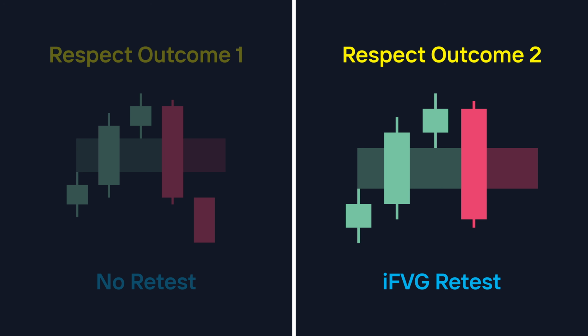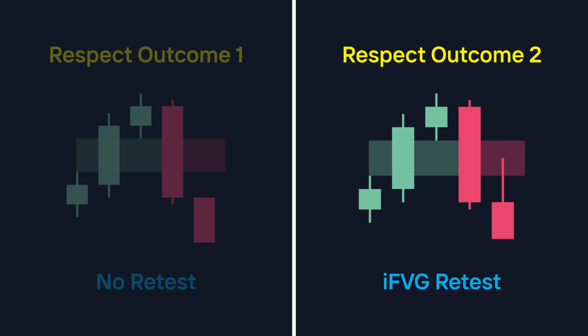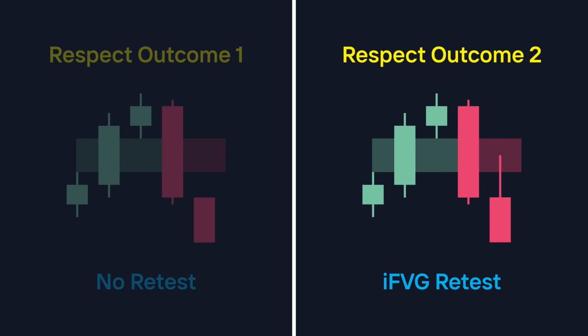But as for the second outcome, this time we see that the market does retrace back up and into the iFVG area. And the purpose behind this is for the market to target those unfilled orders within the area, which it can then use as the extra strength it needs to make the next push down.